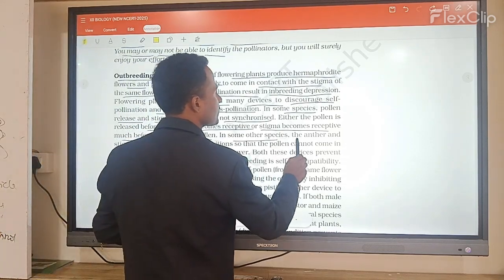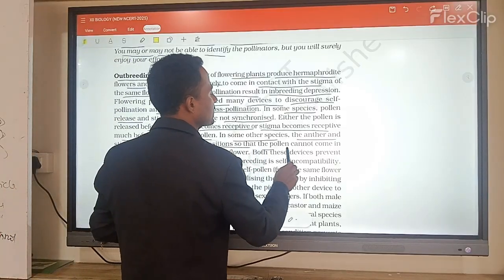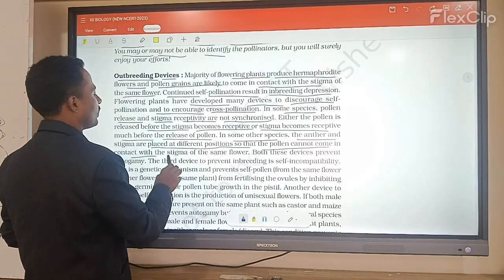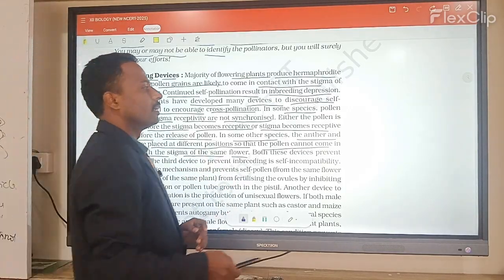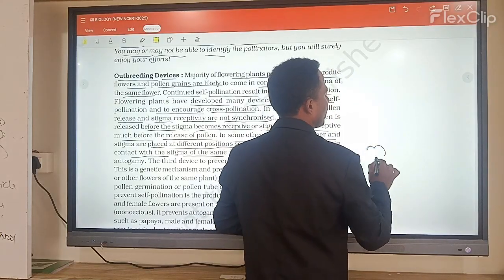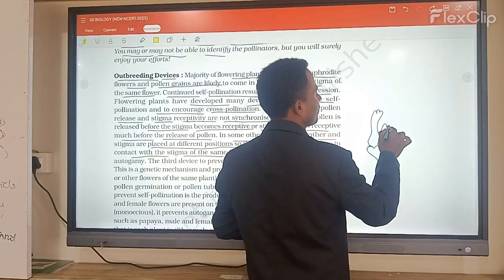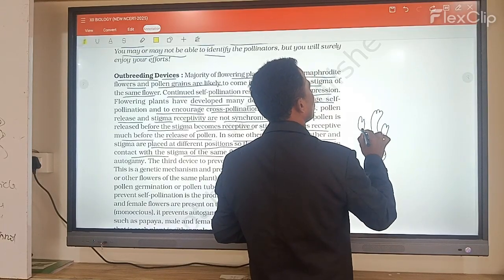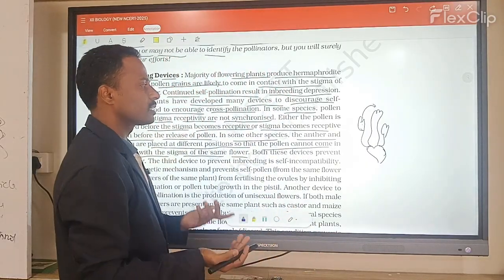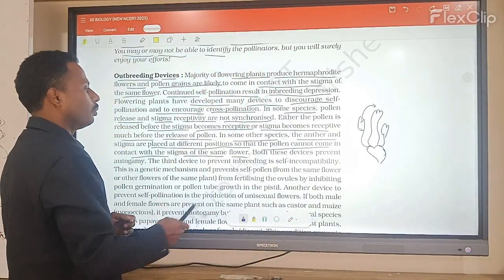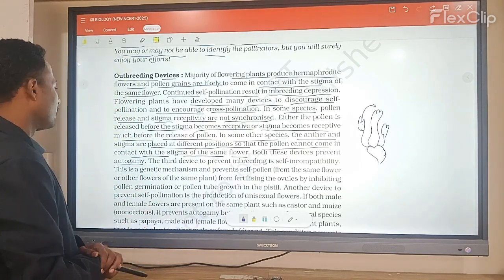In some other species, the anther and the stigma are placed at different positions, so the pollen grains cannot come in contact with the stigma in the same flower. Sometimes the stigma and style are arranged in different positions, so the pollen grains do not reach the stigma of the flower. Here also pollination does not take place. Both these devices prevent autogamy.